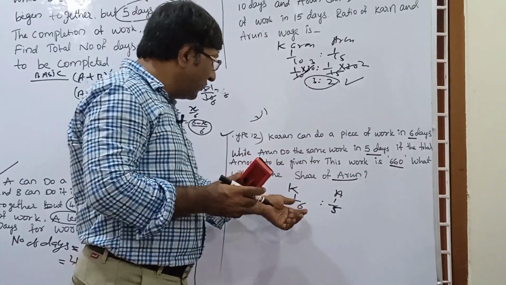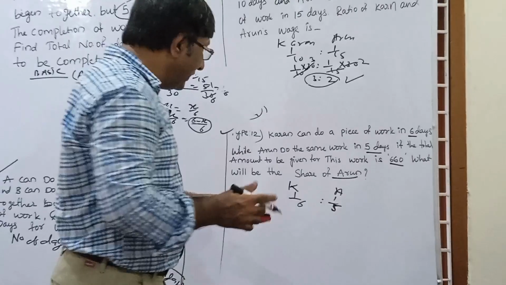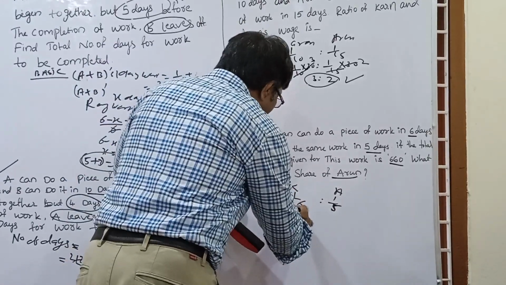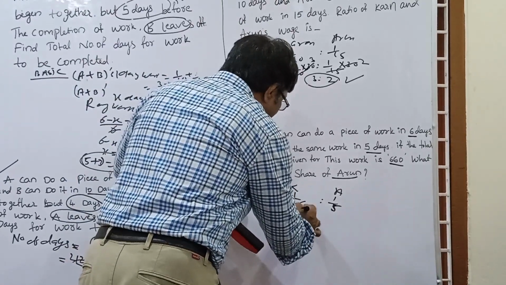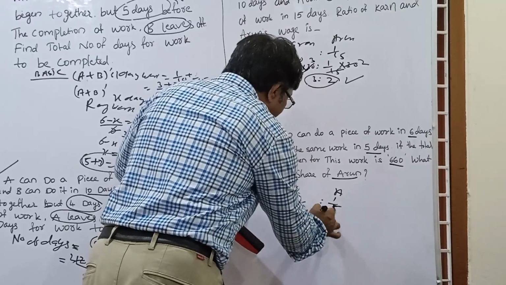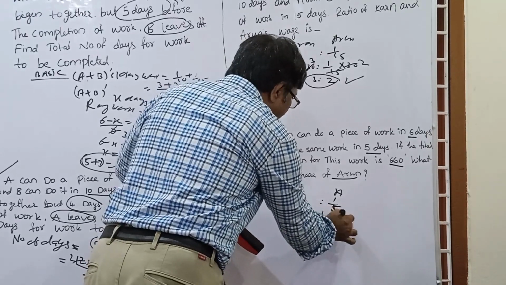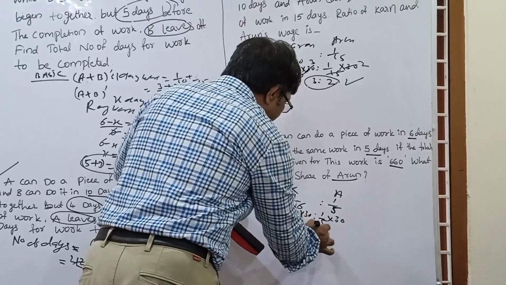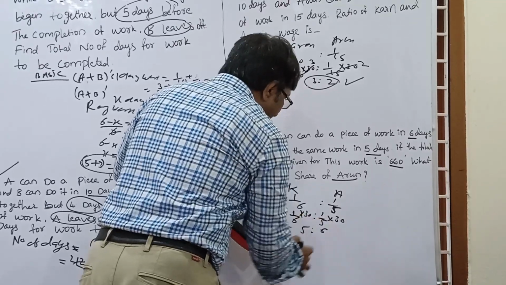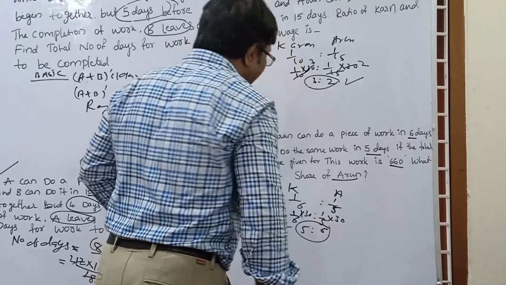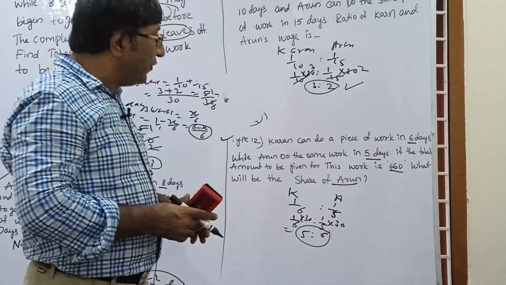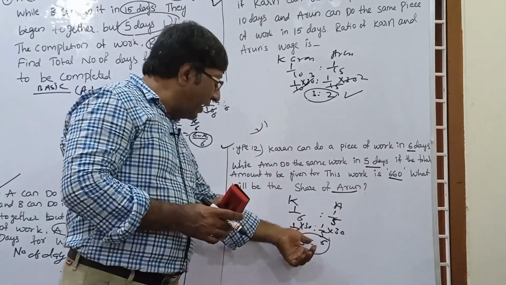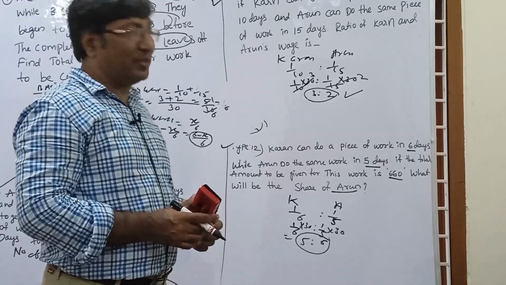So LCM of 6 and 5 is 30. Just multiply the ratio fractions by 30. So 1 by 6 into 30 and 1 by 5 into 30. This is 5, and this is 6. So this is the ratio in which Karan and Arun will get their amount from the 660.